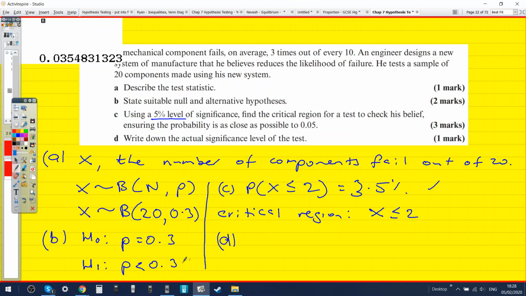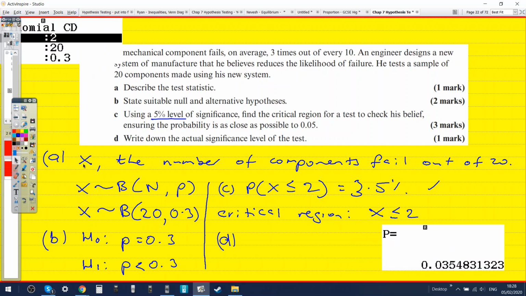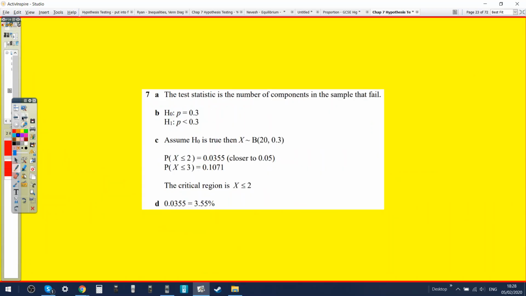Is that what we just found? Yeah. So what is it? 0.035. Yes. And I'll just write it down as 3.5%. So we wanted a 5% level of significance. We got it, but the actual one was 3.5%, because sometimes it could be 4.5 or 1.5 or 1.2 or something. P(X ≤ 2) is 0.035. So 2 or fewer is good. 3 or fewer is too big.